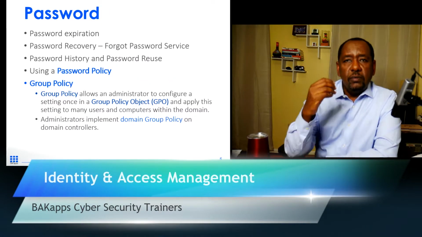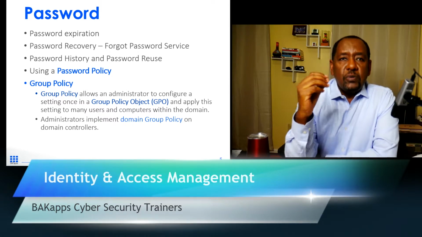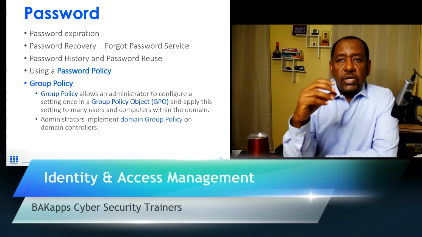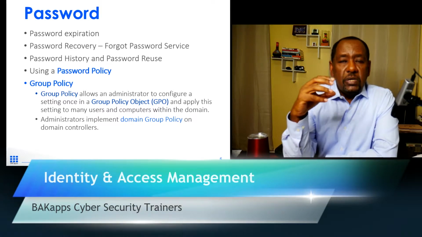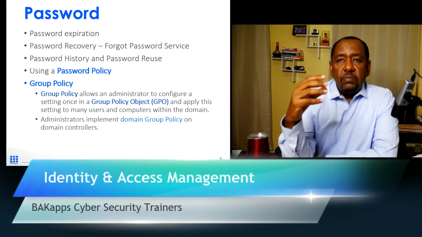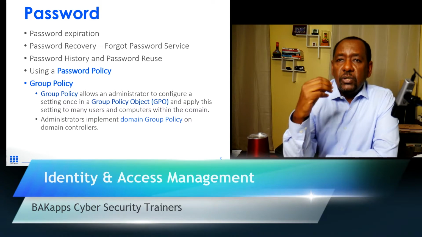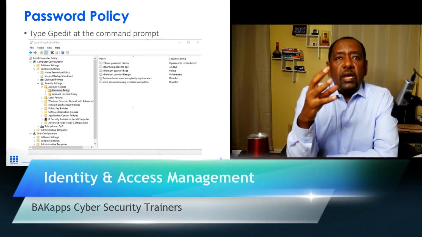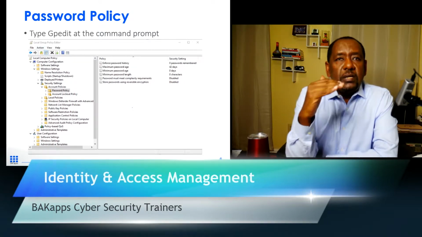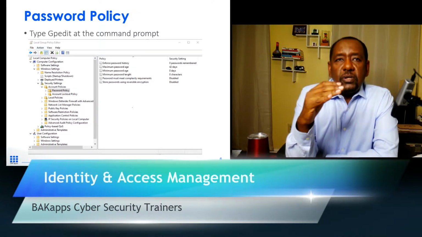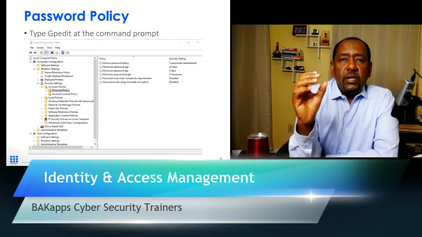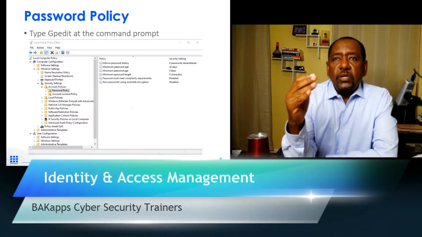Additionally, administrators are the ones who implement what we call domain group policy, which is on domain controllers. Domain controllers are the central servers for authentication purposes. They do a lot of things beyond authentication, but mainly they implement group policy. So the local group policy editor looks like this. If you go under computer configuration, under Windows settings, under security settings, you will see password policy. And on the right side, you see enforce password history.